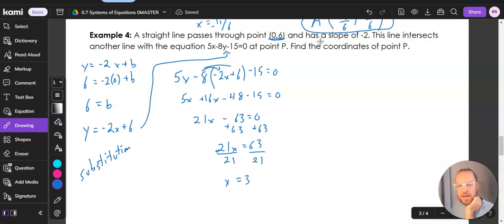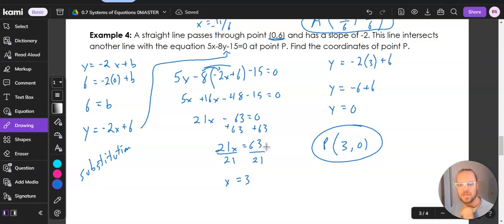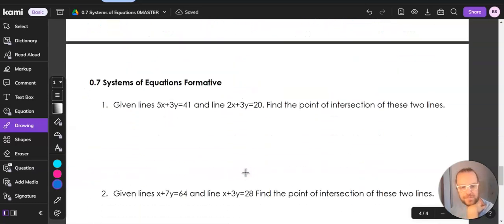Then I need to solve for y, and again, it's always easier to use the more simplified equation if you have one. So negative 2, change that x to a 3, plus 6, and I will get negative 6 plus 6, so y equals 0. So point P is going to be 3, 0. That will be my point of intersection here.